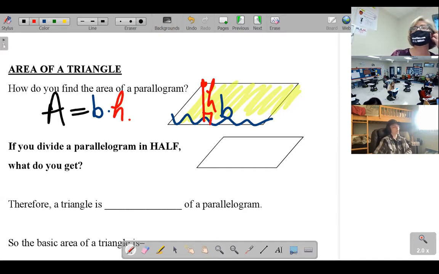Just rewrite and draw it in, emphasizing that right angle, area of a parallelogram. Of course, it's base times height. A parallelogram is just a rectangle shoved sideways.